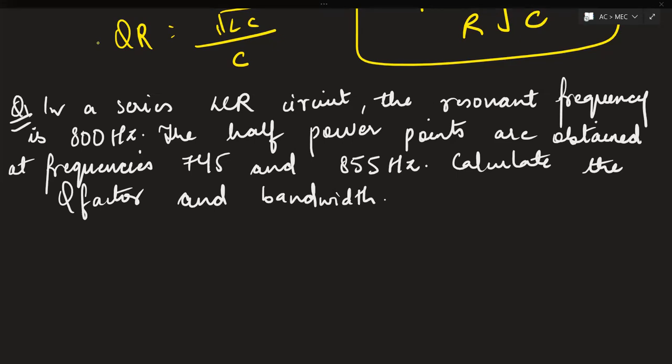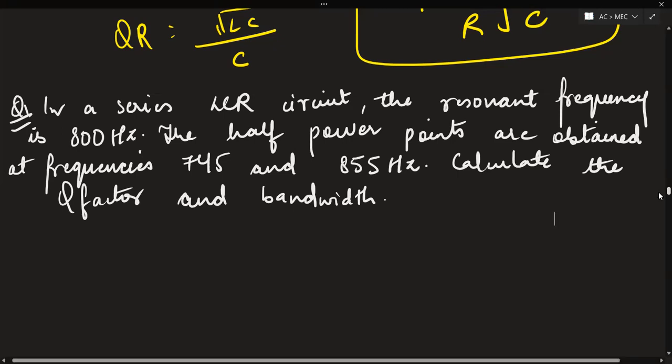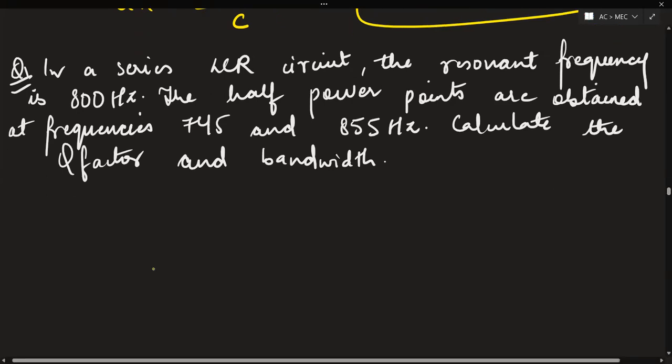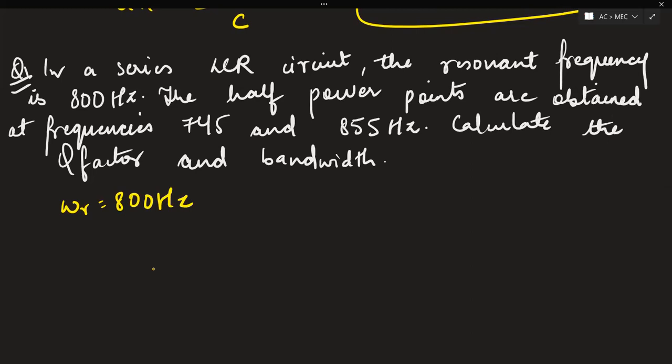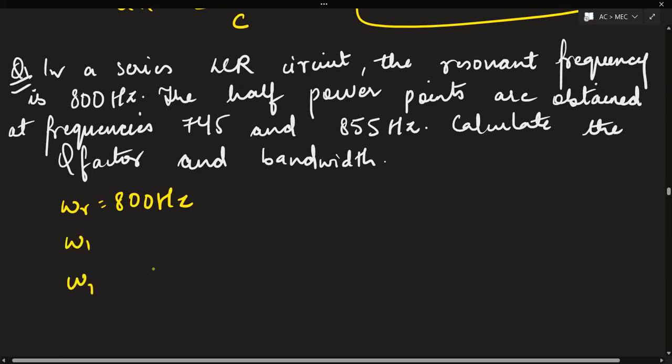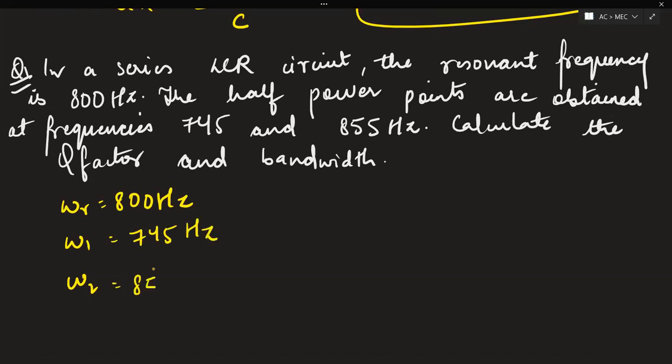Now see in this question it says in a series LCR circuit, the resonant frequency is 800 hertz. So it means omega R is what? Omega R is equal to 800 hertz. The half power points mean the first and second frequencies, these two. So the first one is 745 hertz. The second one is 855 hertz.